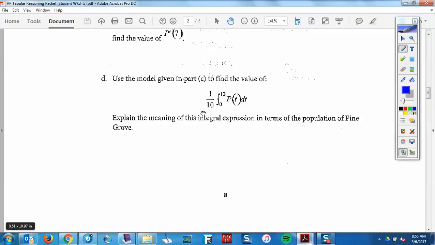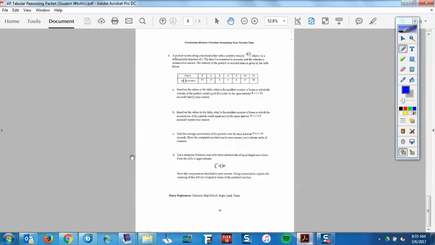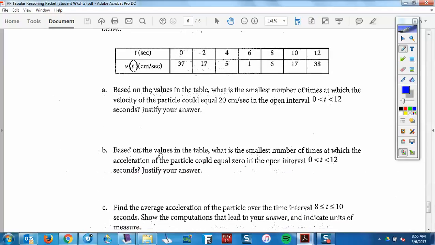Okay. What else? 6C. Okay, so now you got a rate. Now we got a rate. Now we got centimeters per second. Okay.